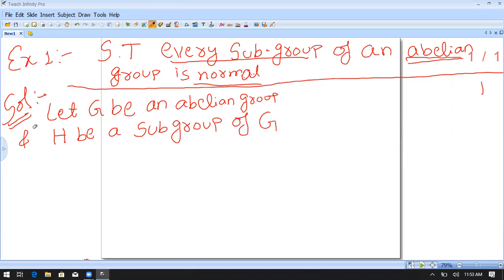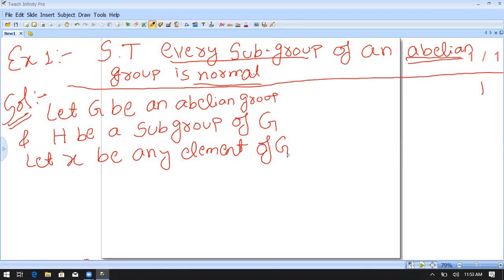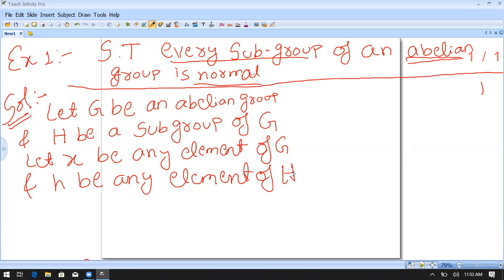So next we have to consider that let x be any element of G and H be any element of capital H.